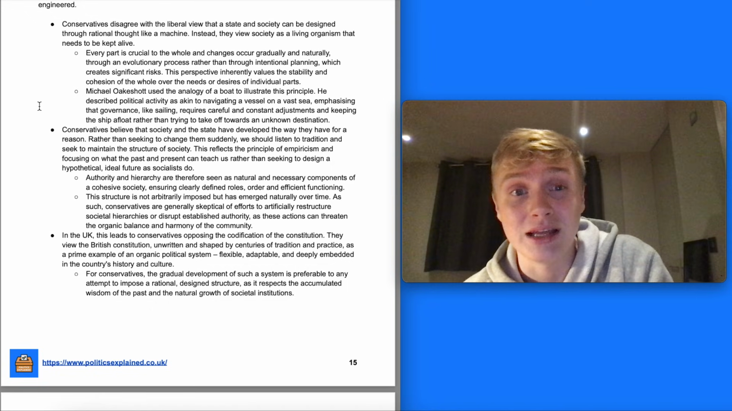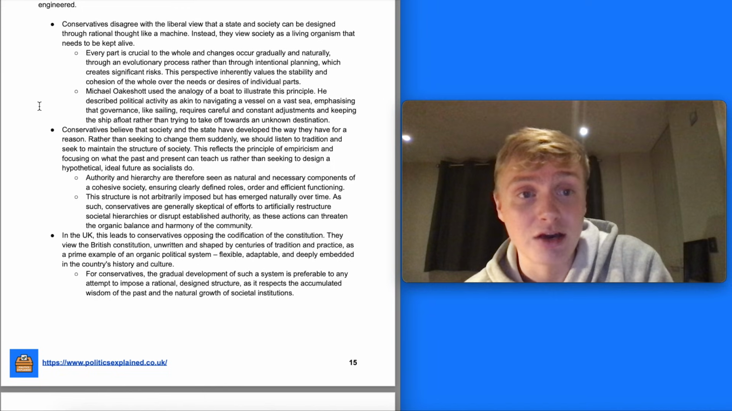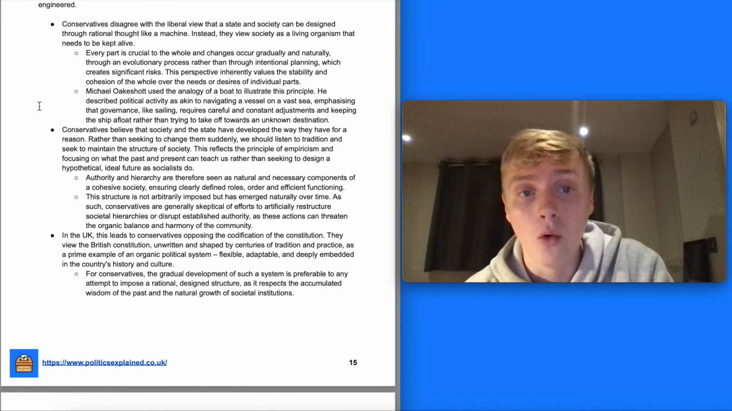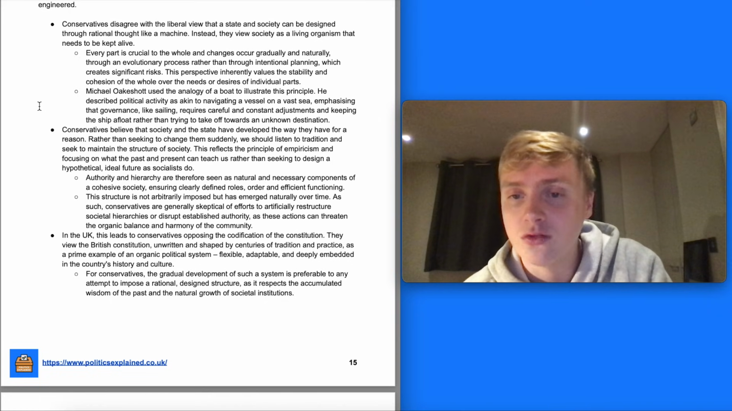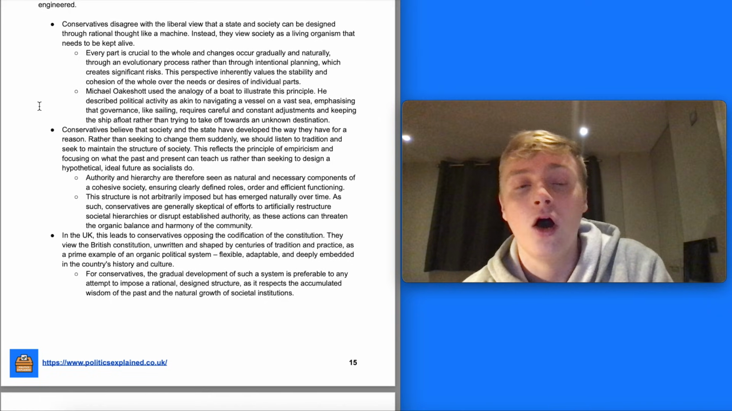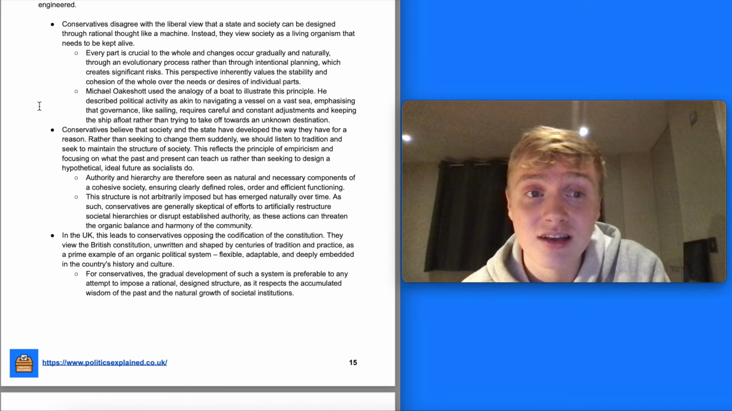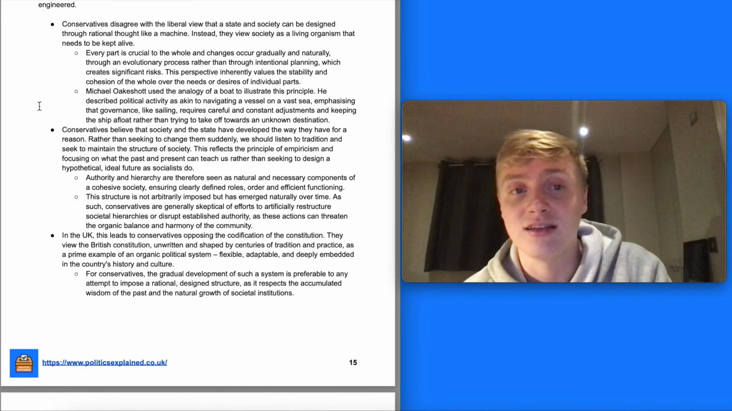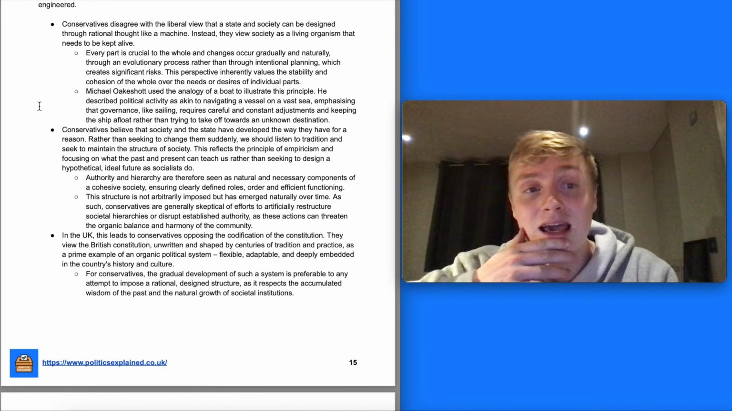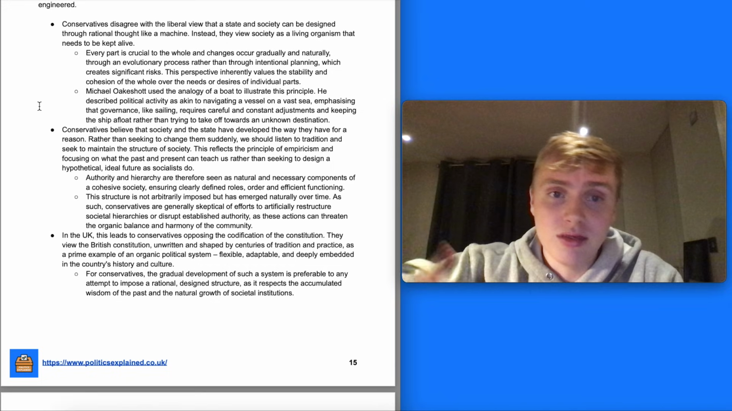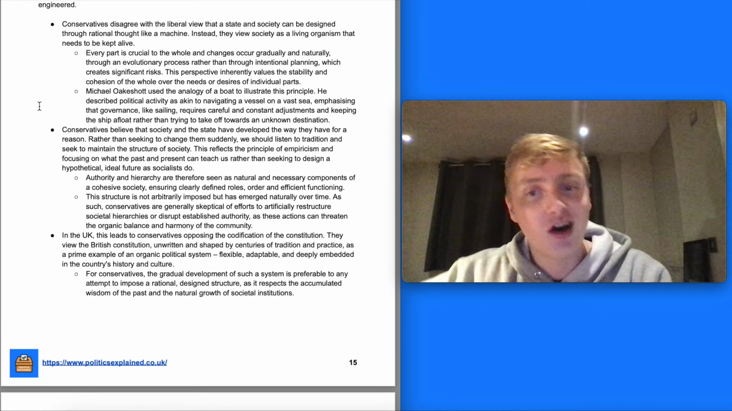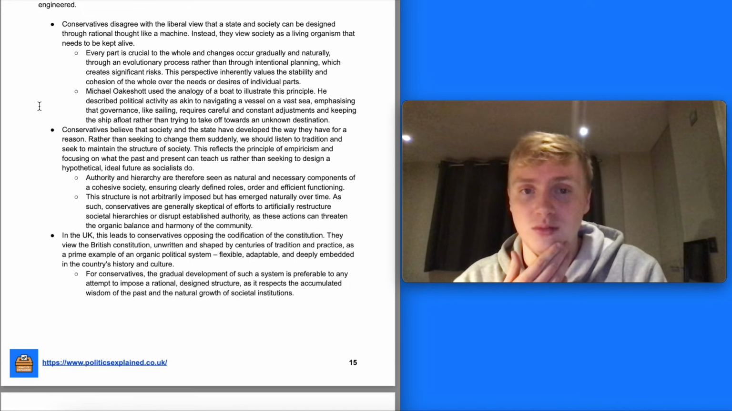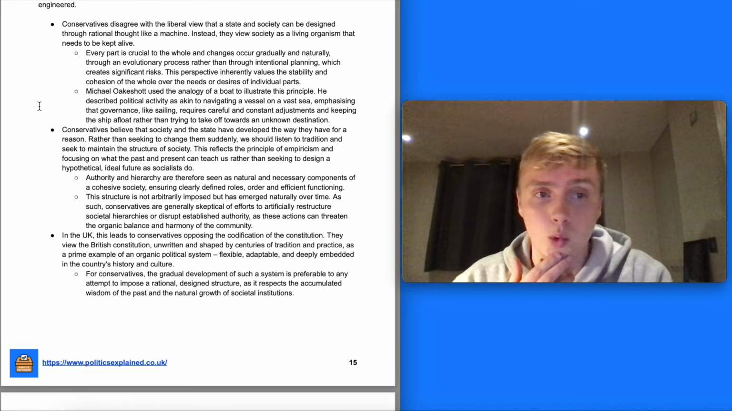This intentional planning, they believe, creates big risks. So it inherently values stability and cohesion of the whole over the needs and desires of individual parts, which is also really important for this idea. And Oakeshott's boat analogy is key in illustrating this. He argued that political activity is like navigating a boat in a sea, and that you shouldn't try to go off in some uncertain utopian direction. Instead, you should seek to make constant, careful adjustments and keep it afloat in uncertain waters.